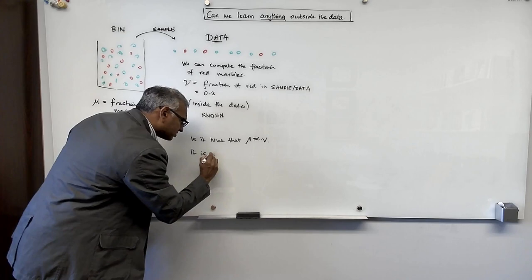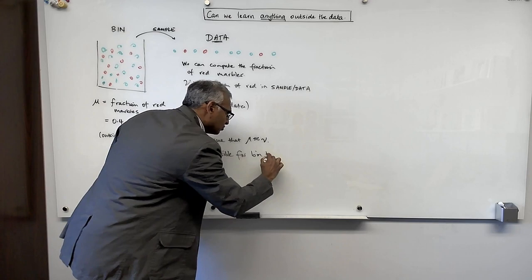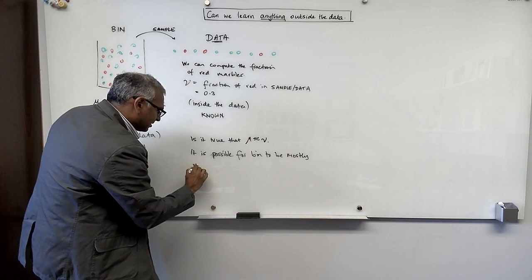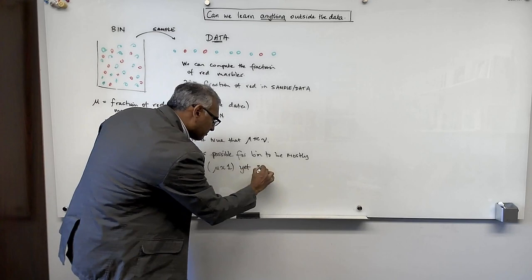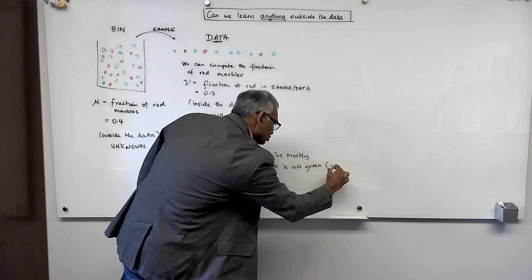It is possible for the bin to be mostly, let's say, red, so that means mu is approximately equal to 1, yet the sample is all green, so nu is approximately equal to 0. It is always possible. You just got unlucky, okay?